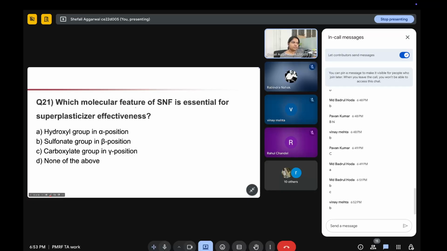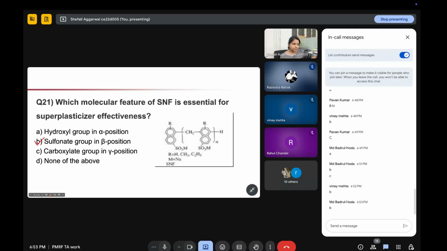Which molecular feature of SNF is essential for superplasticizer effectiveness? The hydroxyl group in alpha position, sulfonate in beta, carboxylate in gamma, or none of the above? B, correct. Sulfonate group in beta position. So your sulfonate group in beta position is the essential feature for superplasticizer effectiveness.